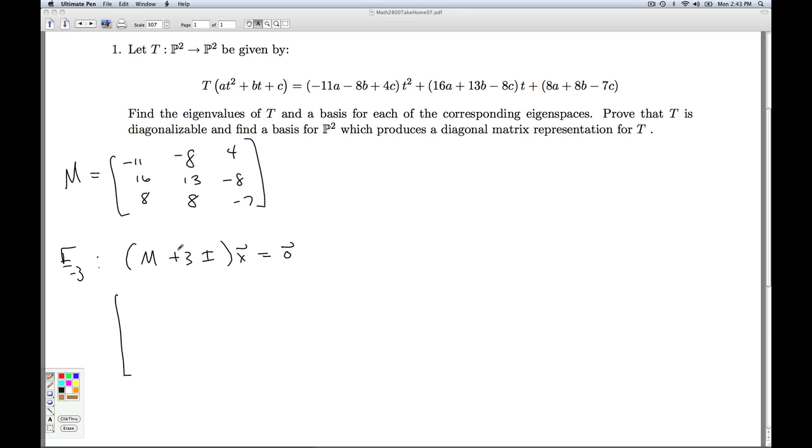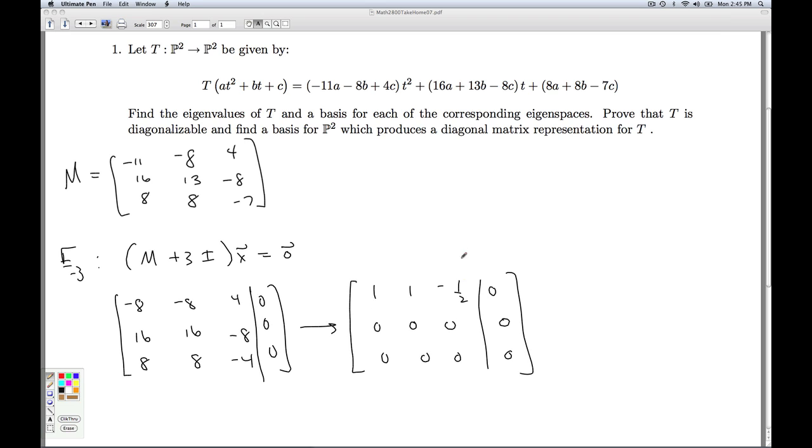I'm going to be adding 3, because we're subtracting negative 3, so we're adding 3 to the diagonal. So it'd be negative 8, 4, 16, 16, negative 8, 8, 8, negative 4. Once again, we're technically solving a homogeneous system of equations, so I'll add that column of zeros. And now I'll do the reduced row echelon form of this matrix. You go through row operations, and here's the reduced row echelon form of this matrix.